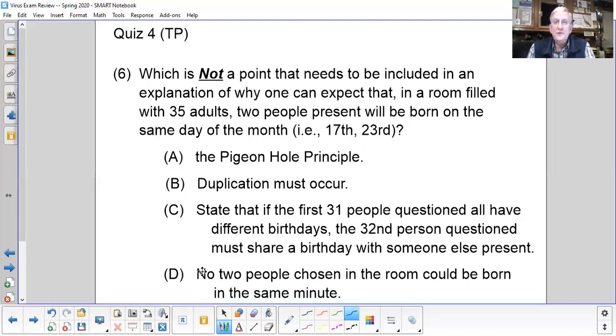State that if the first 31 people questioned all have different birth dates, the 32nd person questioned must share a birthday with somebody else present, right? That's the pigeonhole principle, the duplication idea.